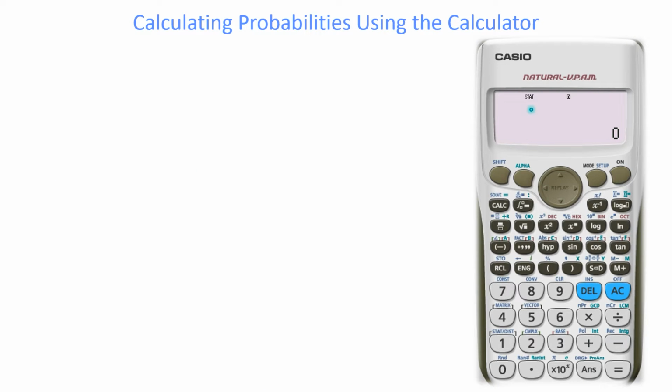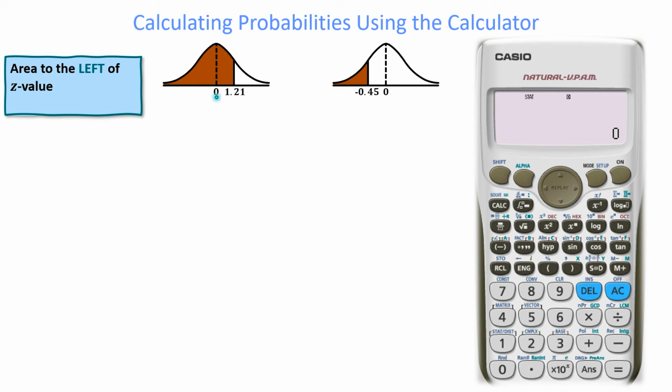Now once your calculator is set into statistics mode, as you can see here, when we want to work out the area to the left of the z value, okay, so we have situations like this. So whether it's positive or negative, we want the area to the left of the z value because these correspond to the probabilities.